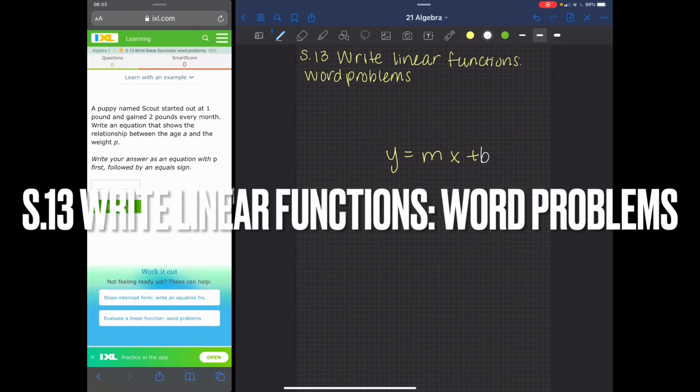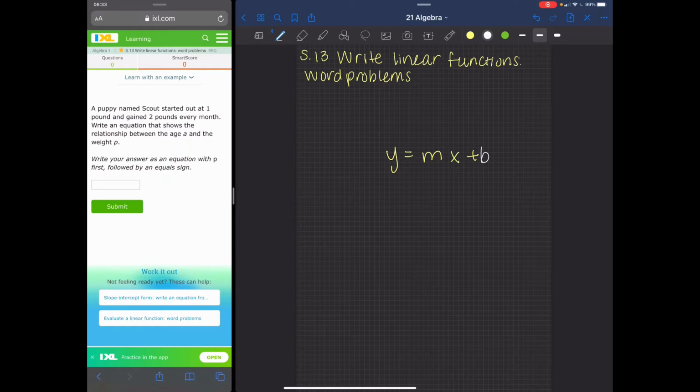Good morning. We're going to go ahead and look at S13. We're going to write linear functions for word problems, and we're still going to be using slope-intercept form.